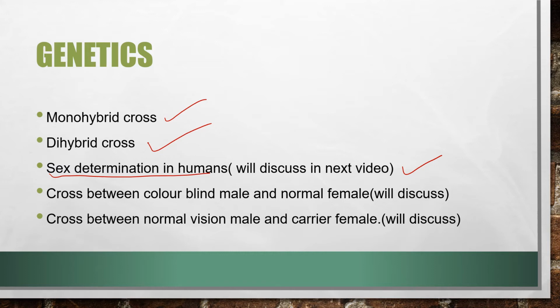Now the next one is very important: the cross between a color blind male and a normal female. This also I'll be discussing in the next video, but please try it on your own, so that you can cross check when I'm giving the answers. Now the next one is the cross between the normal vision male and the carrier female. So the first one was the color blind male and the normal female, and this one is the normal vision male and the carrier female. So this is there in genetics.